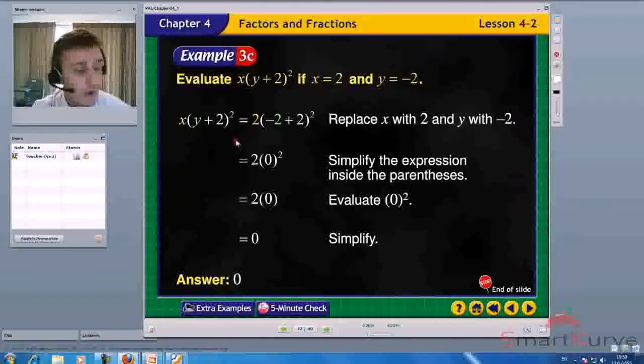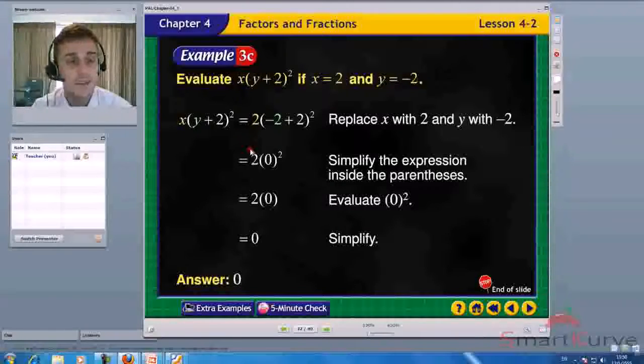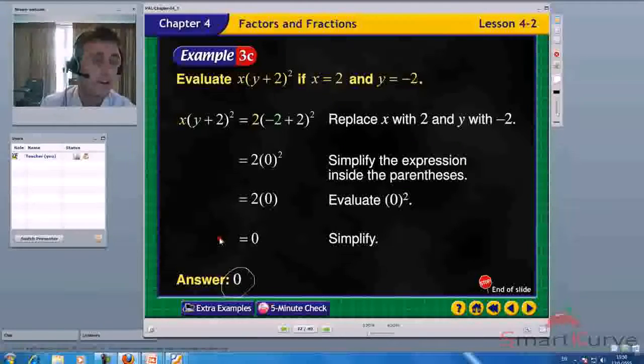Evaluate x(y plus 2) squared if x equals 2 and y equals negative 2. Replace x with 2 and y with negative 2. 2 times (negative 2 plus 2) squared. Negative 2 plus 2 is 0. 2 times 0 squared. 0 squared is 0. 2 times 0 is 0. The answer is 0. Anything multiplied by 0 is 0.